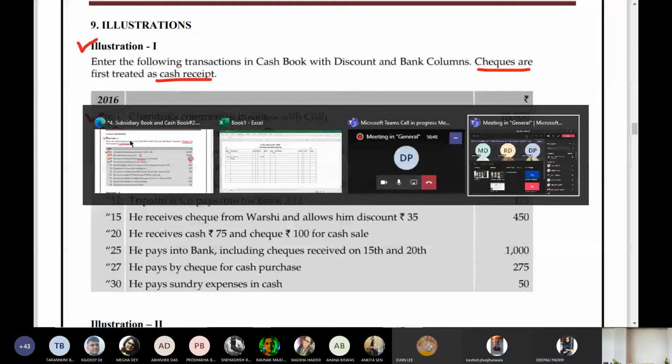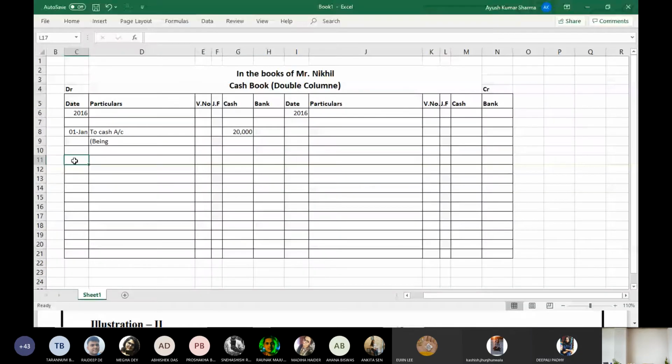So what do we have to do? It will be 3rd January, to cash account, 19,000. Here, 3rd January, by bank account, in the cash column 19,000.